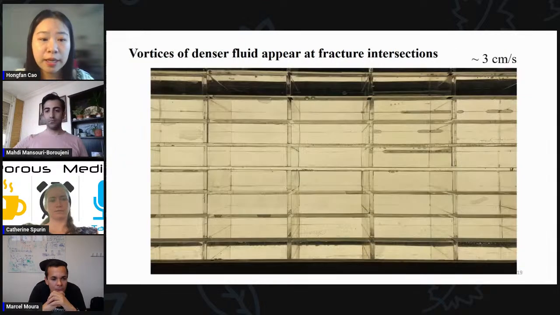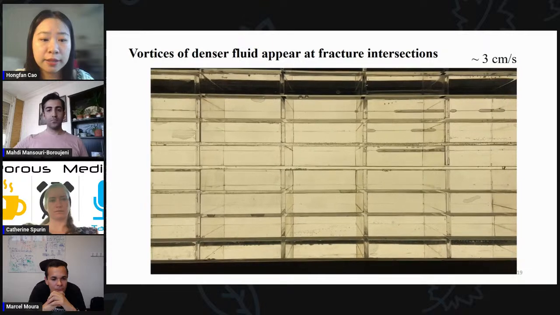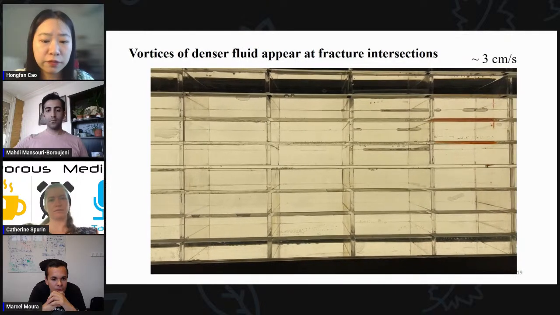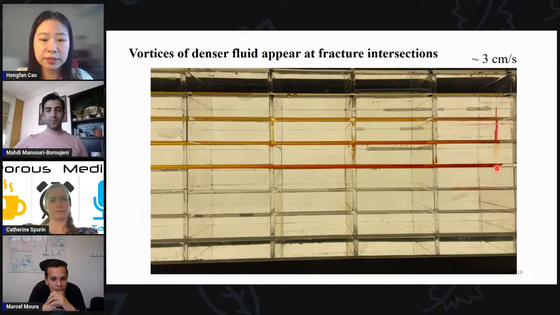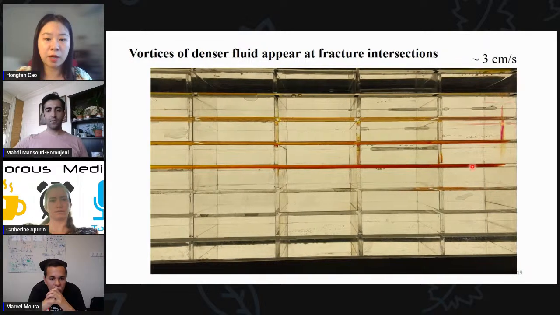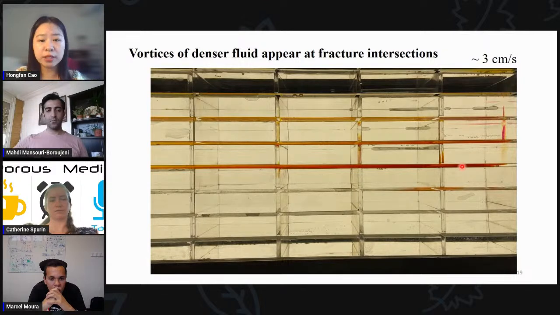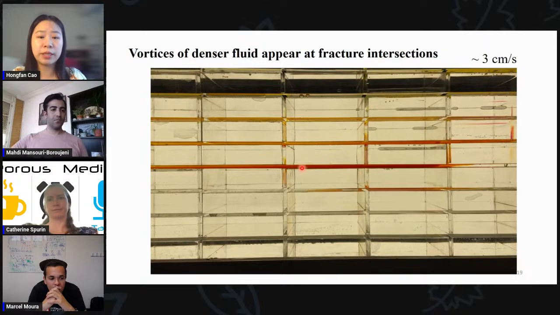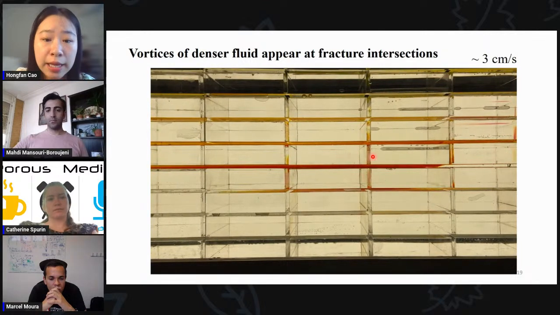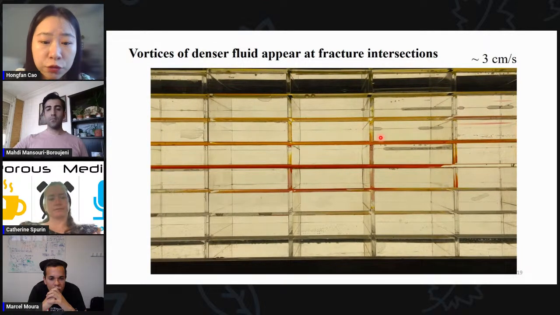And this video shows what we observed in the experiment. The flow rate we used is about 3 centimeters per second, and we injected dye from here. And we can see the dye move along the horizontal fracture first, and when it reached the intersection, through the vertical fracture.